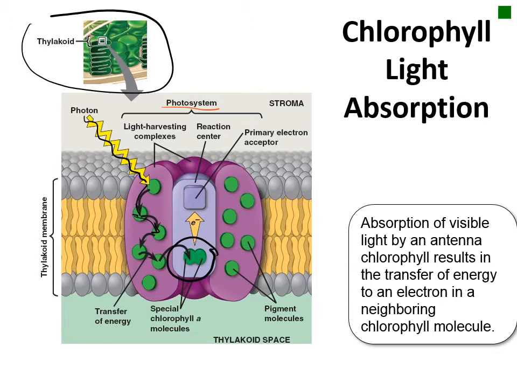Chlorophyll A in the reaction center will then pass that energy to an electron, increasing its energy level. We describe this as exciting the electron. This absorbed energy will allow the electron to be transferred from the photosystem to another molecule, causing the photosystem to become oxidized.